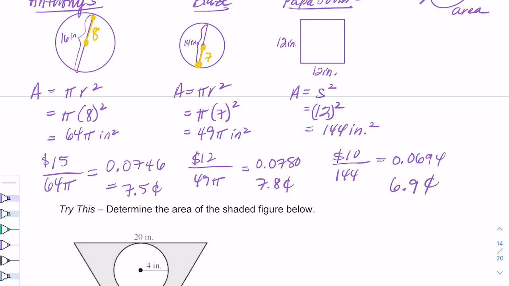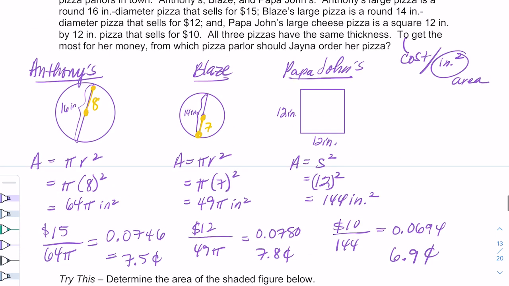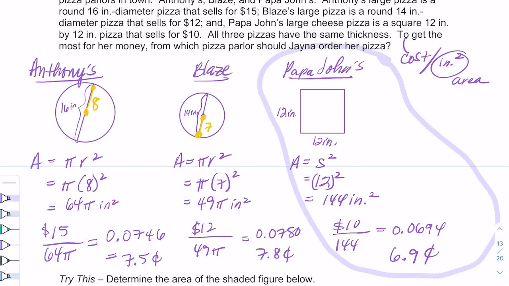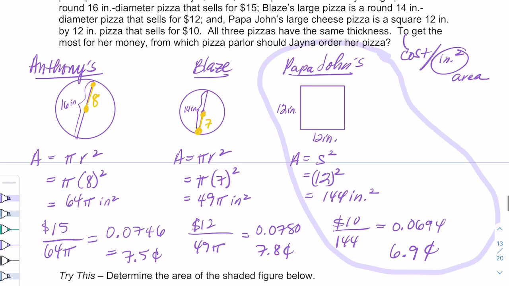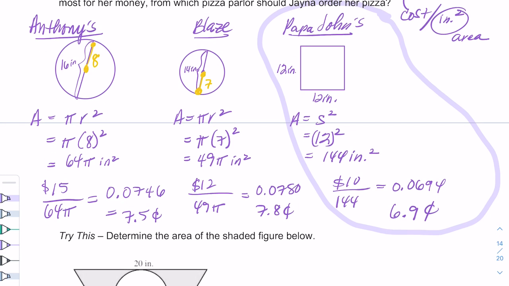So overall, which pizza parlor should Jana order her pizza from? To get the most for her money, she's going to want to order from Papa John's because it's the cheapest per square inch. It's 6.9 cents per square inch compared to Anthony's and Blaze, which are 7.5 cents and 7.8 cents per square inch. So you're paying more money per square inch. And for Papa John's, you're paying less money per square inch.